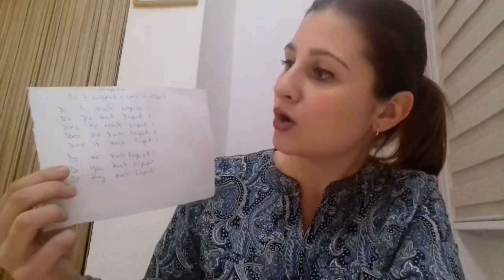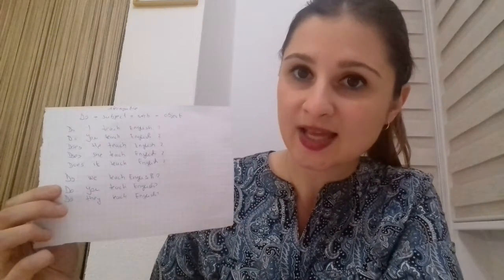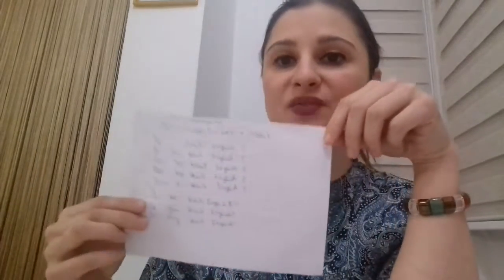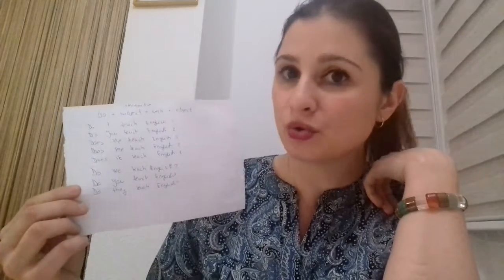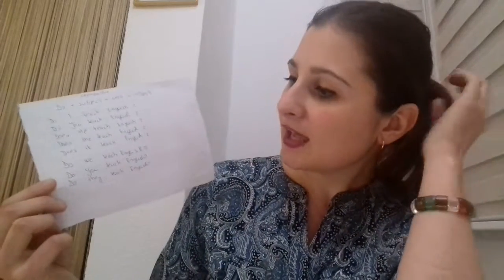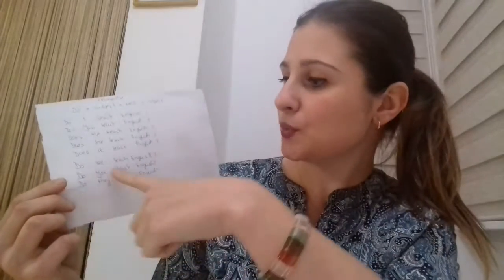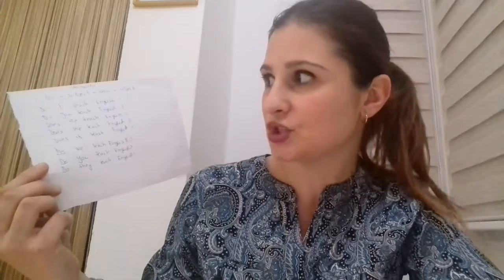And interrogative form, how do we form present simple tense interrogative? We use do plus subject plus verb plus object. For example, do I teach English? Do you teach English? Does he, she, it teach English? In plural, we use do we teach English? Do you teach English? Or do they teach English? That is the form of present simple tense.